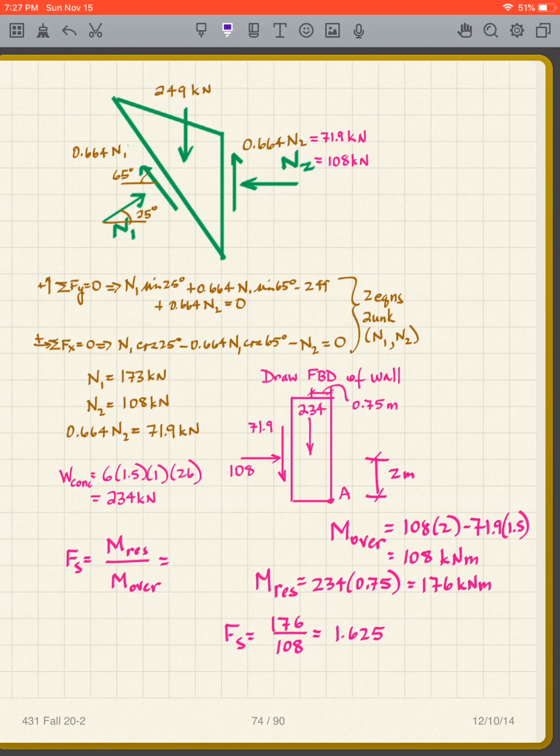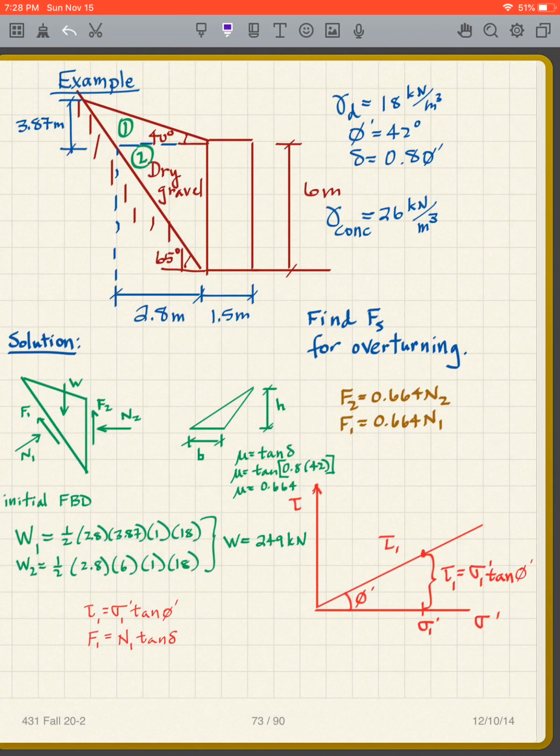So here they are. We just calculated that. This is N2, that's 0.664 N2. This is N1, this is 0.664 N1. So now I simply take the sum of the forces in the x and y direction. I'm not going to go through all the geometry, we did that before. But remember, I always like to have the angles with respect to the x-axis. We know that that's 65 degrees.